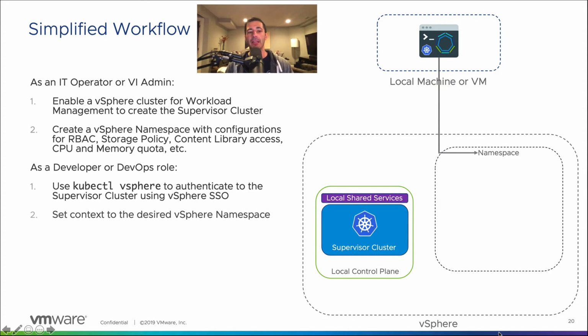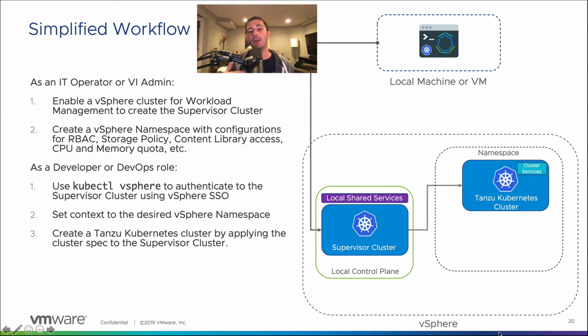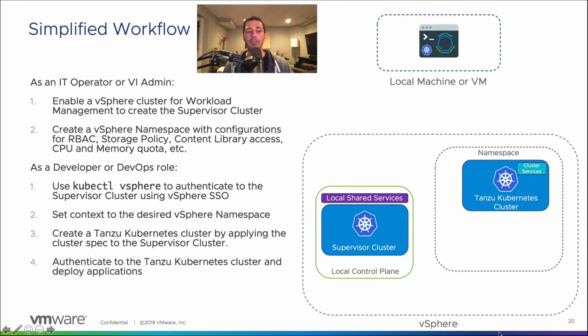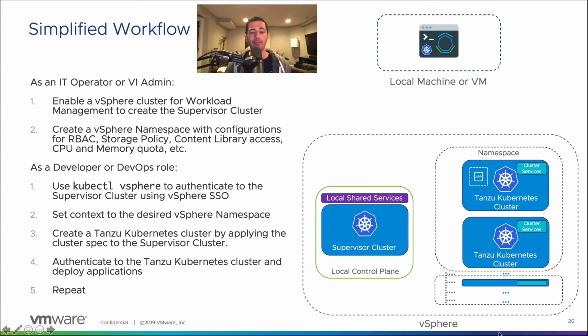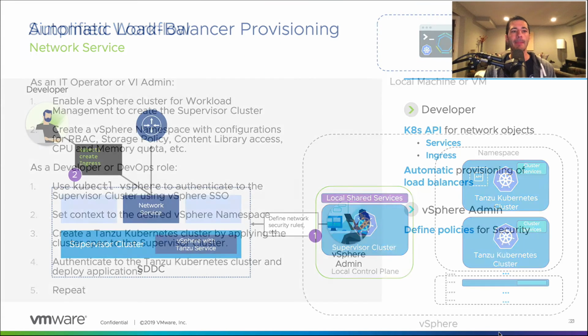Once I've authenticated, I can set my context to the desired namespace, and then I create Tanzu Kubernetes clusters by applying whatever cluster spec I want to that supervisor cluster, and it's going to create the cluster for me without me having to do anything else. Now I authenticate to the Tanzu Kubernetes cluster itself, and I deploy applications just as I would to any Kubernetes cluster at this point. So very simple to get going. After that, I just repeat the process over and over again.